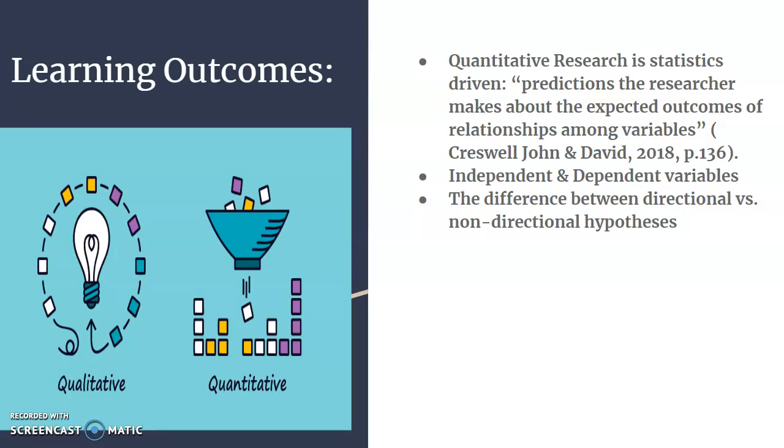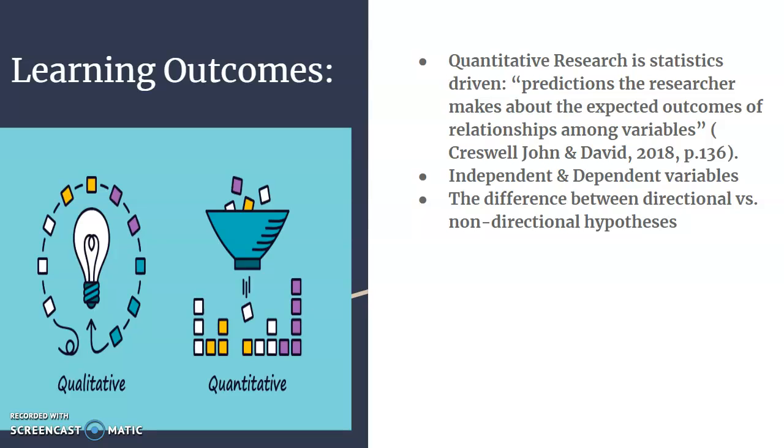Then I learned a little bit about the independent and dependent variables. Both of these need to be tested separately because the research needs to test the cause and effect of these different variables. And then a little bit about the differences between directional versus non-directional hypothesis.